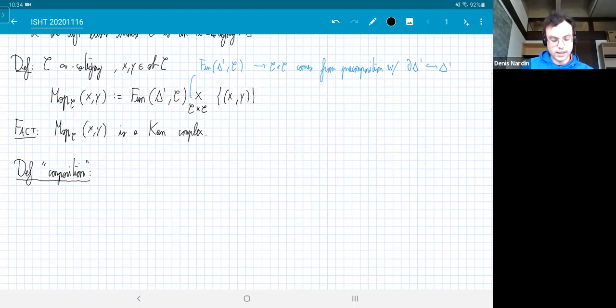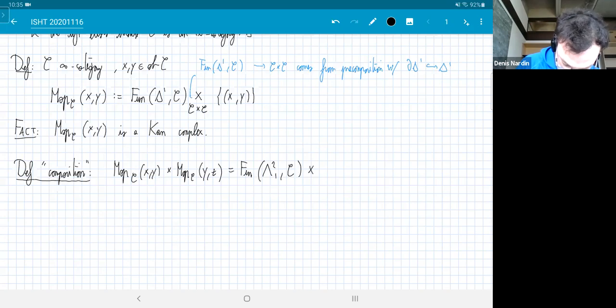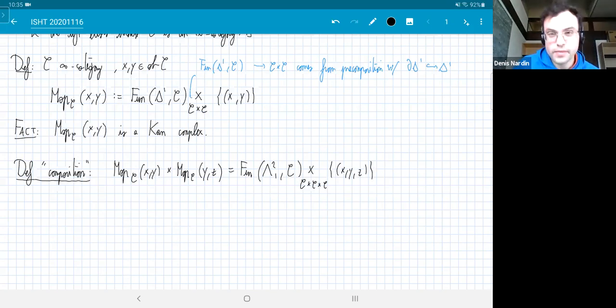And the trick is, we can take Map_C(X, Y) times Map_C(Y, Z). So this is just the product. And this is just, if you look at it, the collection of all composable arrows lying above X, Y, Z. If you look, these are literally the same simplicial set. Okay, canonically identified as simplicial sets. Again, same is a bit in the eye of the beholder, but come on. You see what I mean?